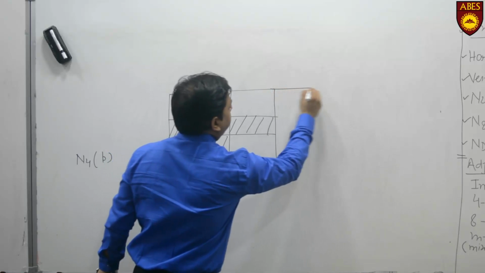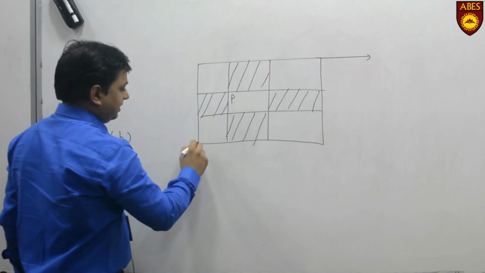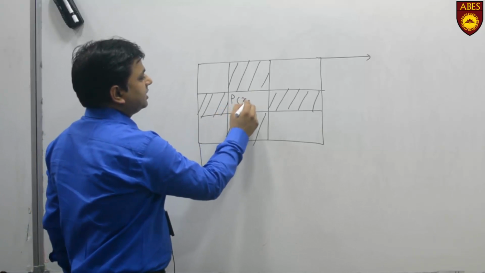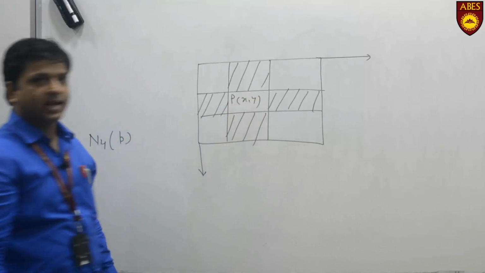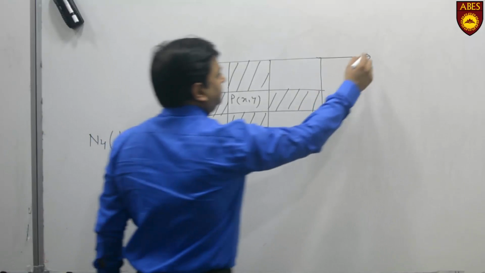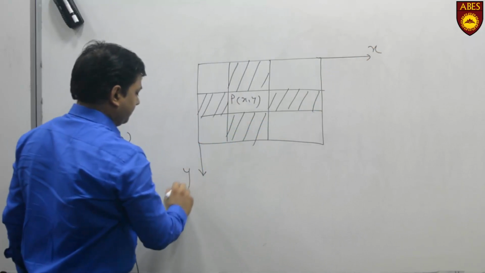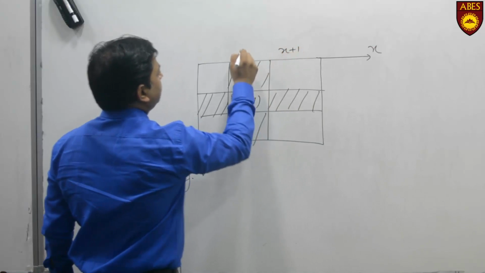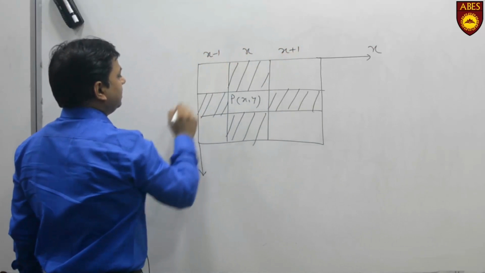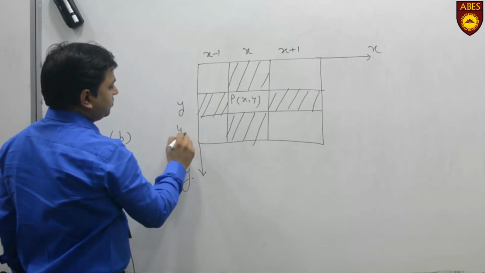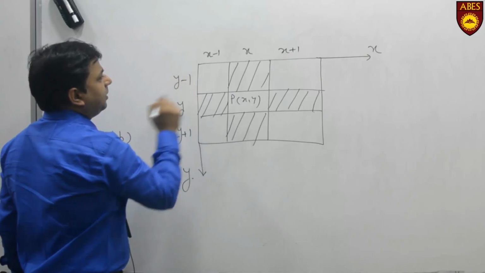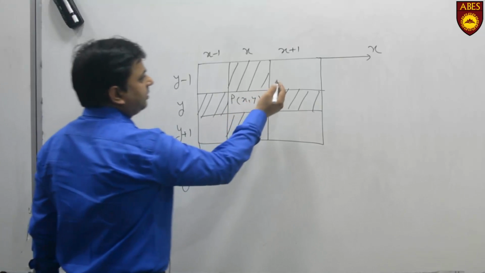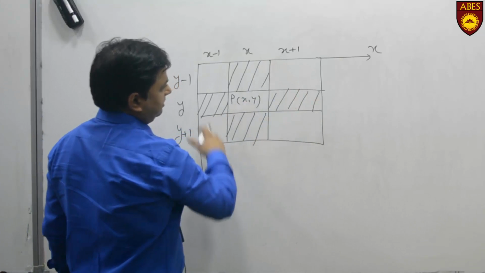If we compute the coordinates of these pixels, we can arrange them in order. Suppose this is my central pixel, which has the coordinate x comma y. Then the other pixels have coordinates like this: x plus 1, x, x minus 1, y plus 1 and y minus 1. So accordingly we can compute the coordinate of each pixel.